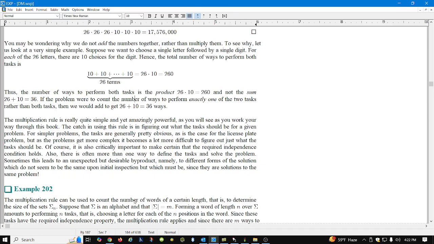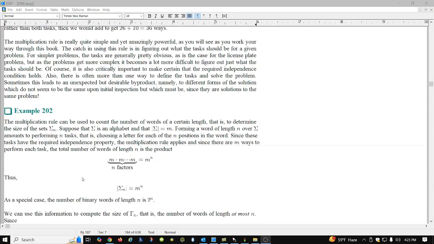When the problems get more complicated, it may not be so easy to break the situation up into tasks. It may not be so easy to choose the appropriate tasks and the order in which you perform the tasks. And we'll see an example of that in a minute. Keep in mind, too, that the independence condition is critical, and you must always check it. Do not forget to check that. Also, there's often more than one way to define the tasks and solve the problem. So that's something to consider as well.